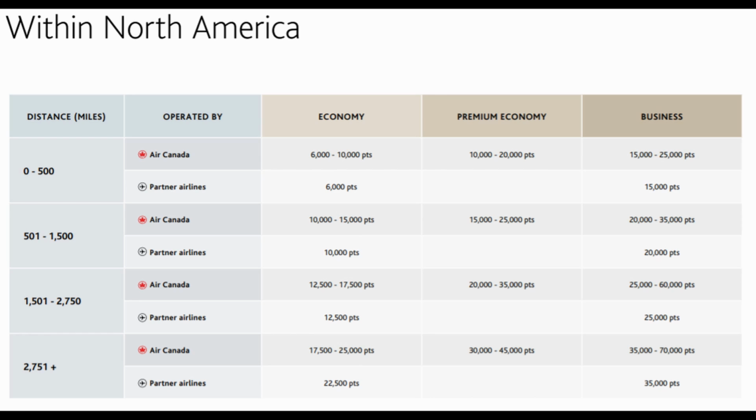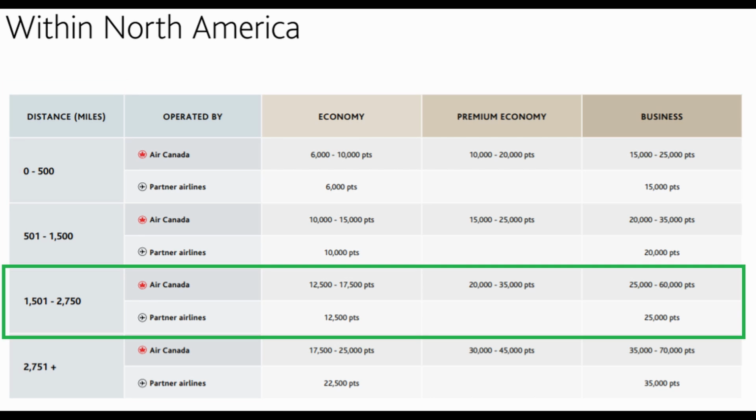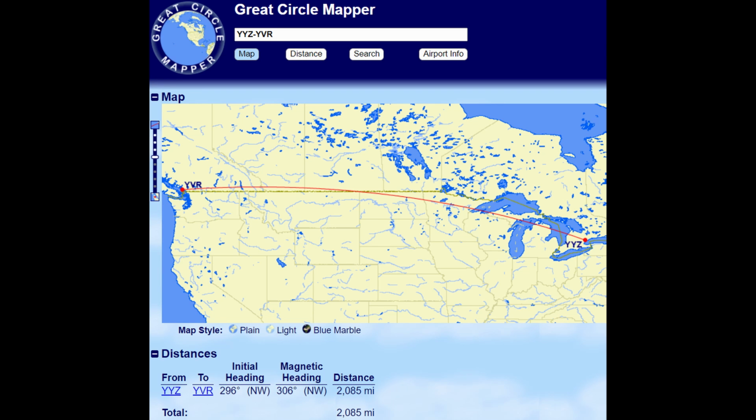Now, the award chart we're looking at here applies only to flights within North America, so something like a Toronto to New York or Toronto to Vancouver would be calculated using this chart. We can see immediately on the very left there are different thresholds for different distances in miles. As an example, a direct flight from Toronto to Vancouver is around 2,085 miles, which would fall into the third row. Applications like Great Circle Mapper are a great tool for you to get an idea of how many miles are in between two destinations.